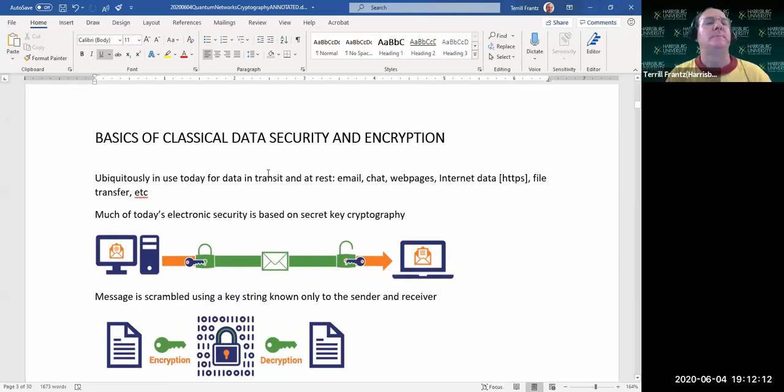So, essentially, the thing is, data security and encryption. Data security and encryption is all over our lives today. It's ubiquitous. And when it comes to security and encryption, really think about data in two ways at this level. One is data in transit and data at rest.